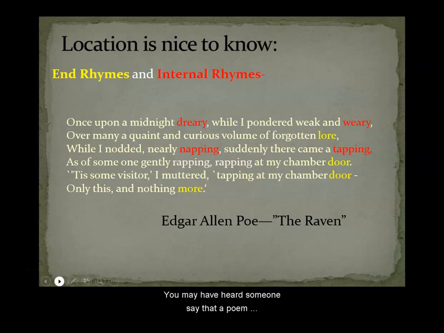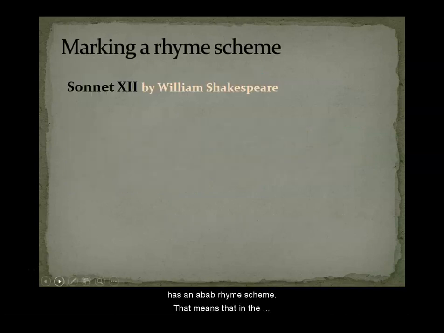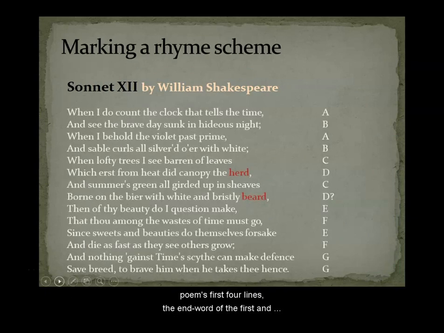You may have heard someone say that a poem has an AB-AB rhyme scheme. That means that in the poem's first 4 lines, the end word of the first and third rhyme together, as do the second and fourth. Let's look at Shakespeare's 12th sonnet. If we were to scan and mark each line of the poem for rhyme scheme, it would typically look like this: AB, AB, CD, CD, EF, EF, GG.